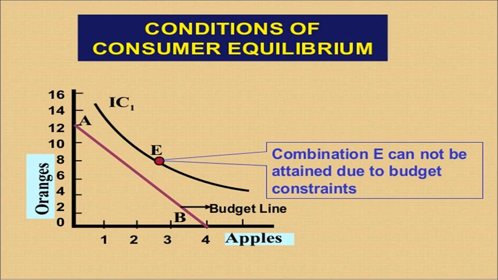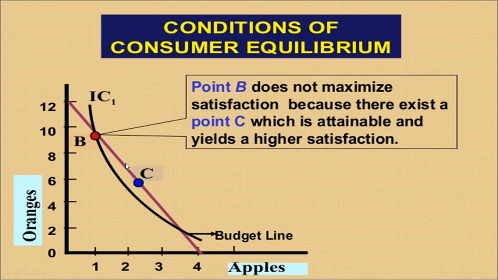See in this graph, point E, this is a combination of two goods, but this is not an equilibrium point of the consumer. Why? Because the combination E cannot be attained due to the budget constraints, because the point E lies in the unattainable region, not in the feasible portion of the budget line. So E is not an equilibrium point of the consumer. In this graph, point B does not maximize the satisfaction because there exists point C, which is attainable and yields a higher satisfaction. So point B is a tangency point between IC and the budget line, but this is not an equilibrium point.